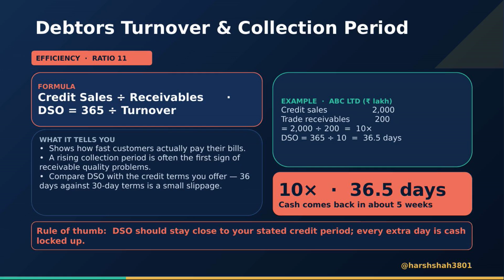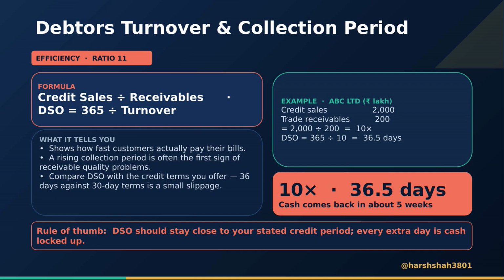Next, debtors turnover and the collection period. Formula: credit sales divided by receivables, and DSO, days sales outstanding, equals 365 divided by turnover. For ABC Limited, 2,000 divided by 200 equals 10 times, giving us a DSO of 36.5 days. What does this actually show us? How fast customers actually pay their bills.